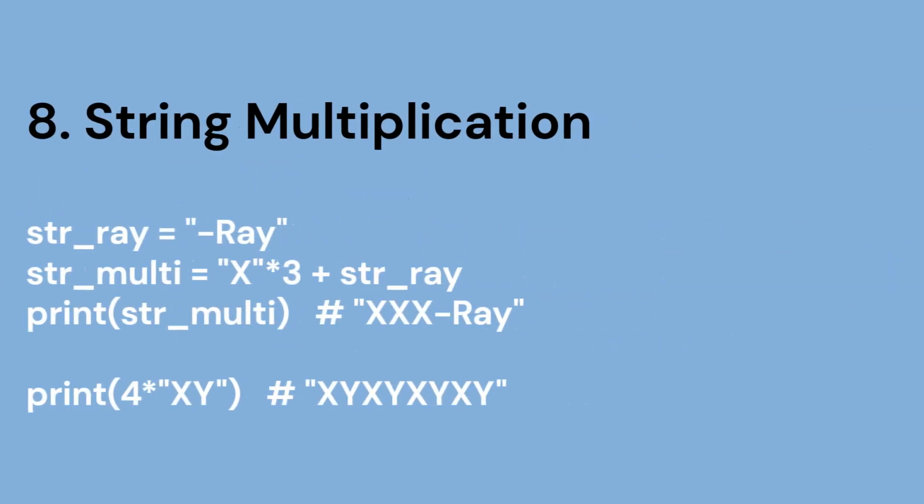8. String multiplication. Let string_ray = "-ray" and construct a new string as string_multi = "X" * 3 + string_ray. Print string_multi, it'll show you triple x-ray. Print 4 times "xy". That prints xyxyxyxy. Yes, you can multiply strings. It's like polymerization, repeating units over and over, and sometimes it makes for dark humor, like triple X-ray. Don't worry, it's safe for chemists.